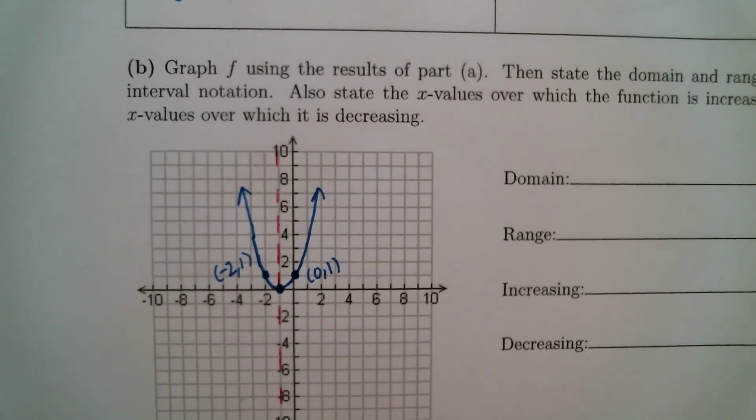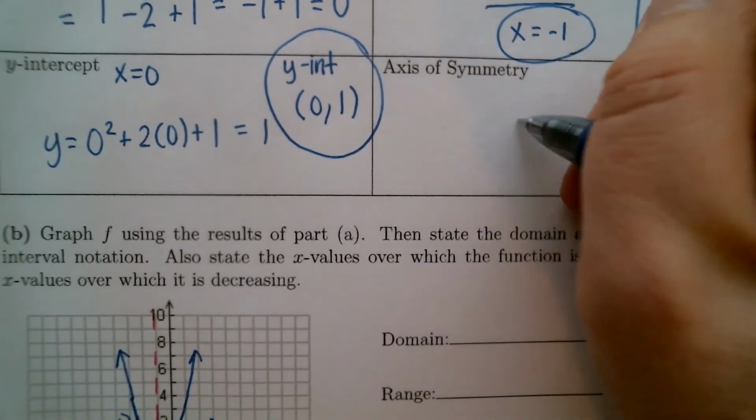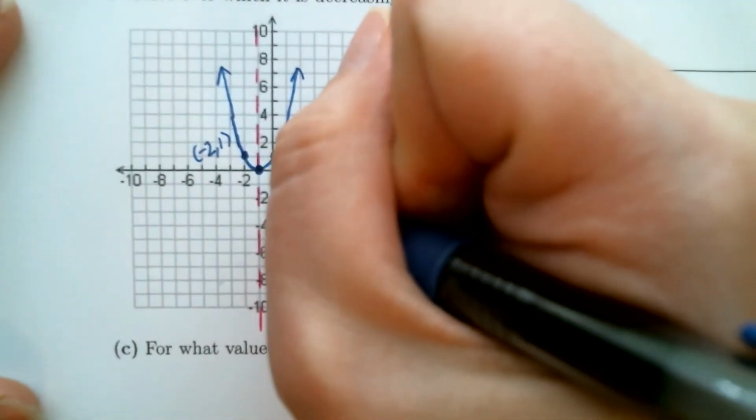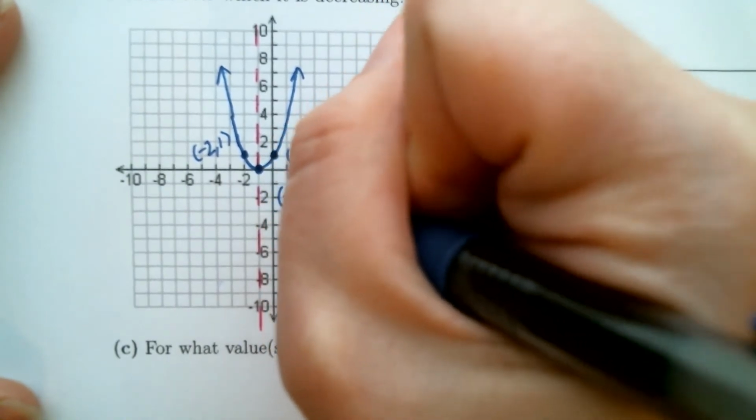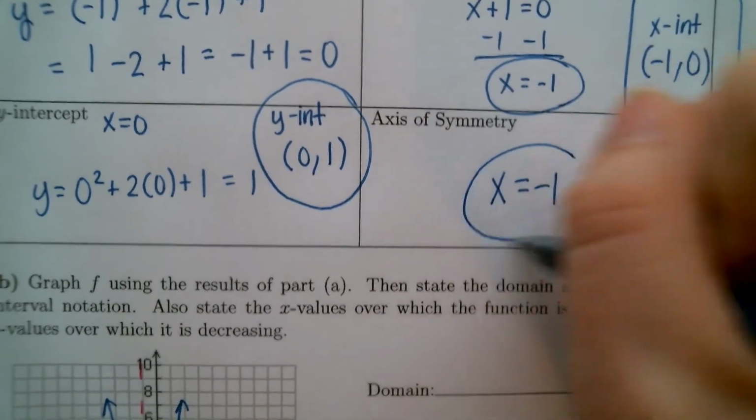All right, let's go back and fill in the equation of the axis of symmetry. Again, we need an equation. It's a vertical line, so it's going to be x equals the x coordinate of the vertex. The vertex is -1, 0, so it's going to be x equals -1. No work required.